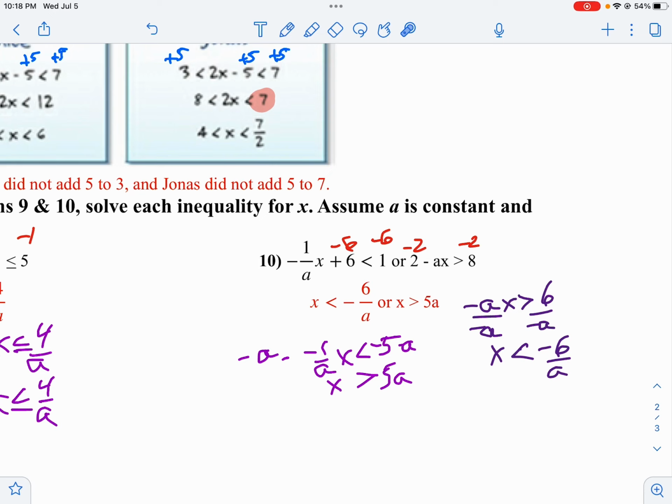And since it's an or problem, we're just going to write those out with the word or. So we're going to say x is greater than 5a, or x is less than negative 6 over a. And there's your answer. Backwards from what I typed in, but it's still the correct answer.